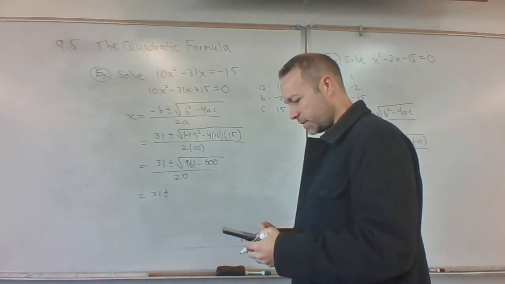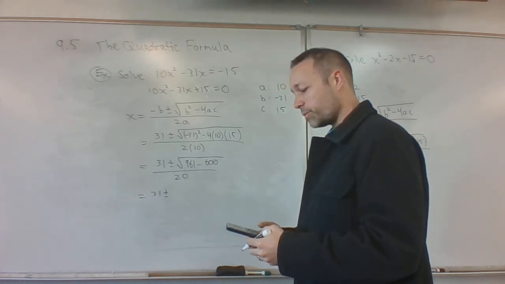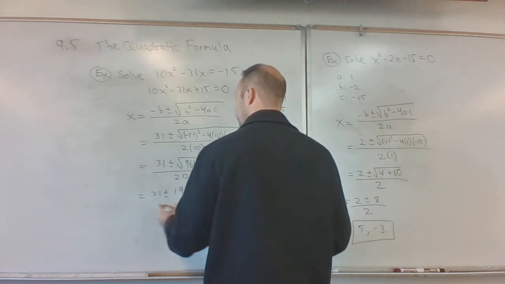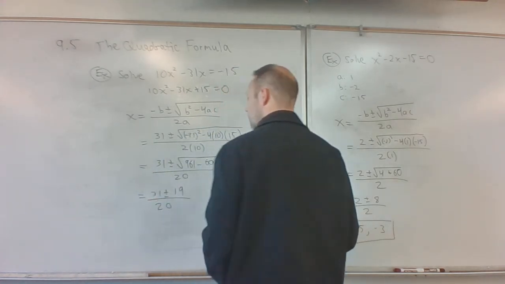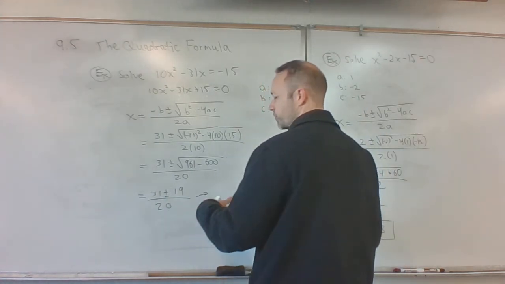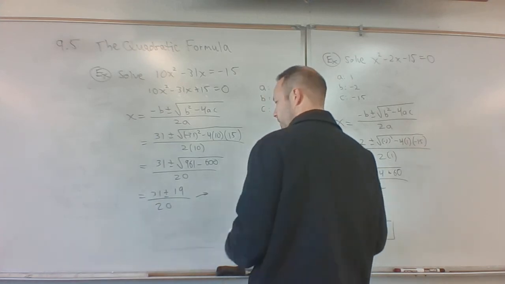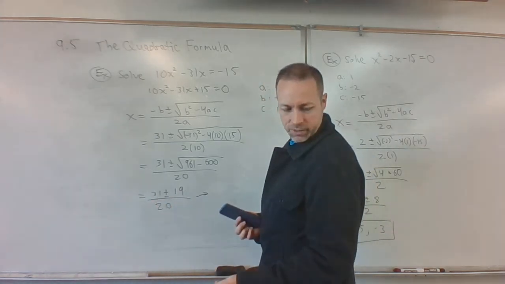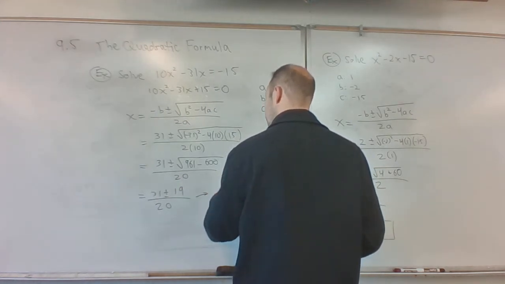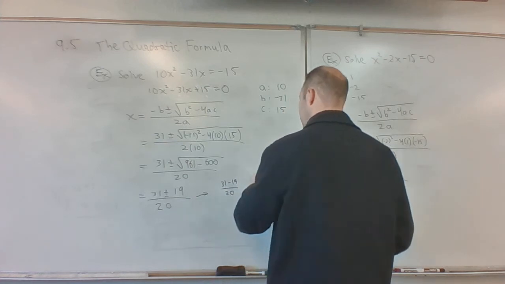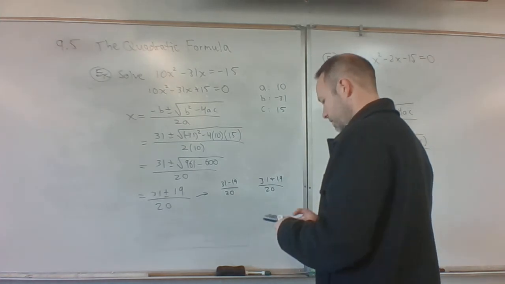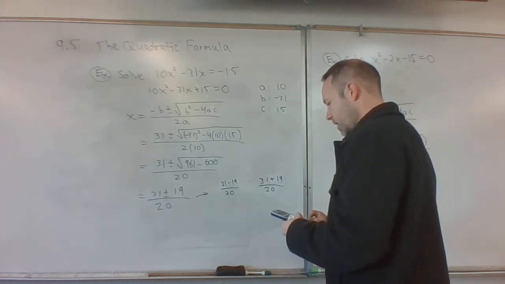Let's see if that gives me a nice number. Ooh, square root of 361 is 19. So this gives me plus or minus 19 over 20. I usually like to do my minus first because that gives me my smaller value and then my bigger value. We talked about that briefly in lesson 4. So what I have going on here is I have 31 minus 19 over 20, and I have 31 plus 19 over 20. Now if I do 31 minus 19, I get 12.